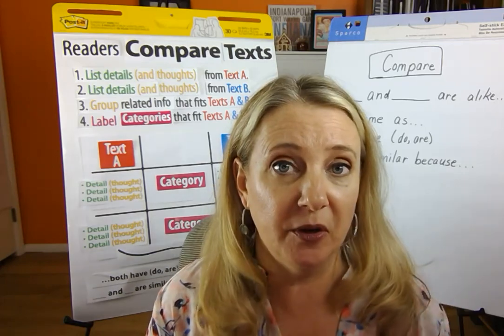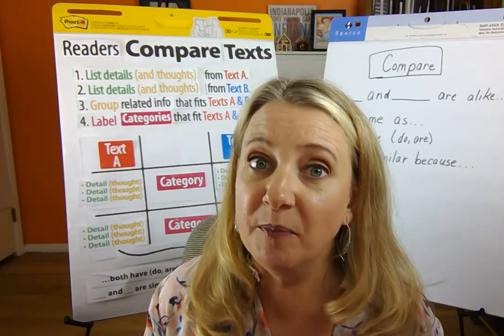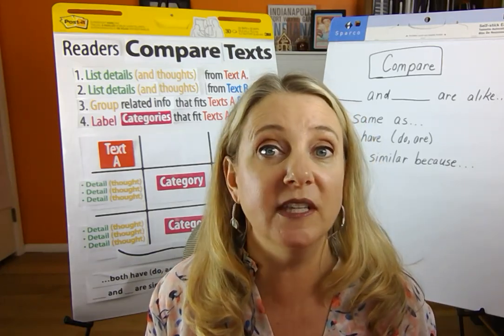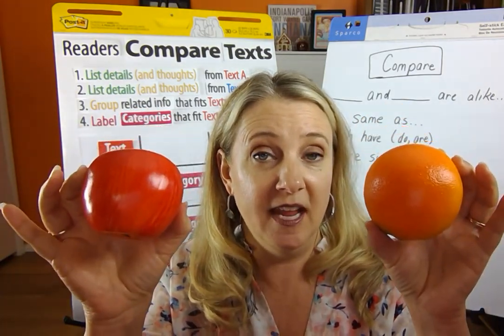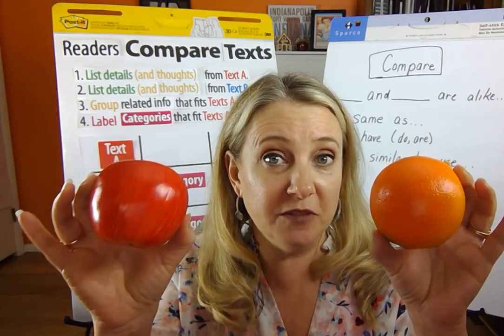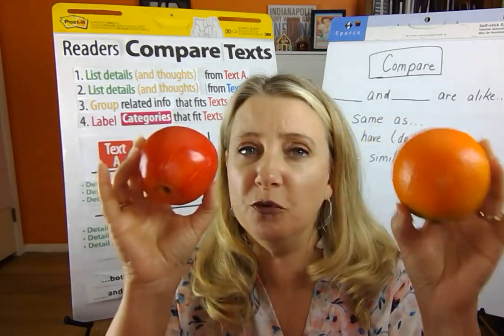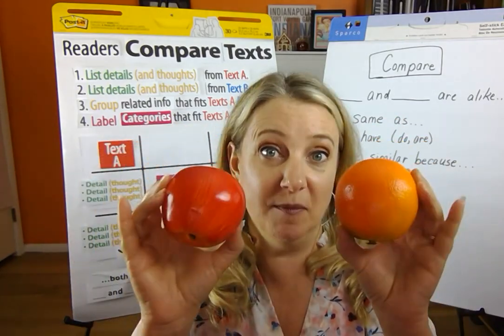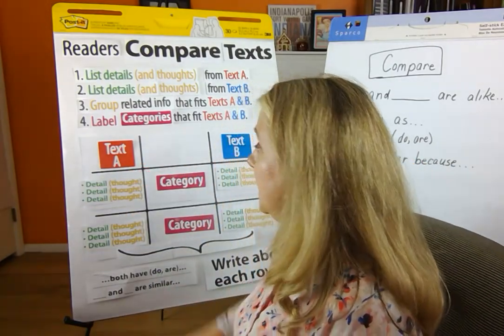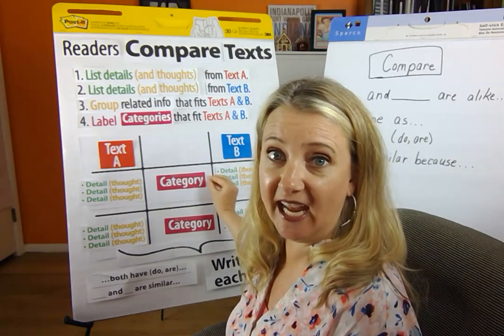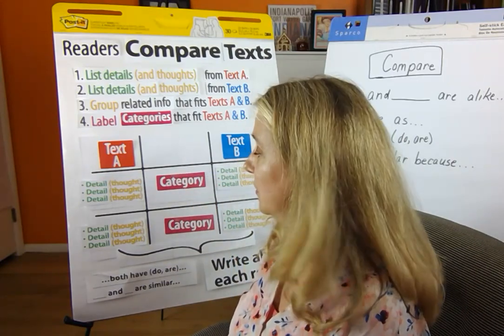Now, remember that it's easy to compare something that's the same. What's hard is comparing something that's very different. And so what we're trying to do is figure out, how are these two very different things similar? It's like comparing apples to oranges. And that's what we did last time. We came up with the categories for our sort for apples to oranges.